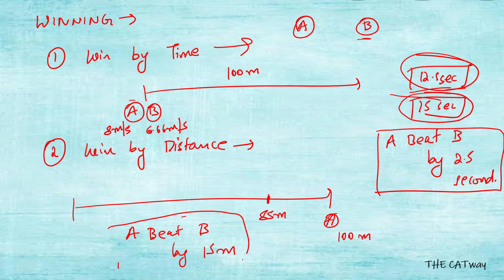So what is winning by distance? Winning by distance means the distance out of the total that is left yet to cover. Whatever distance is left to cover, we say that the first person beat the second person by that much distance. So these are the basics of a race.